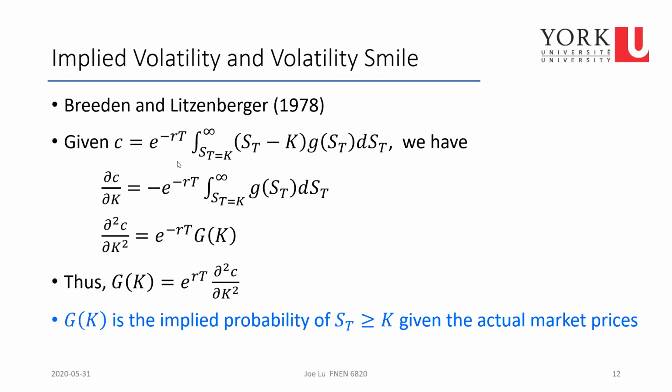Now, this is a paper published in 1978. So essentially, the idea is that, let's say you have a call. What is a call? A call basically is the expected value of this payoff at maturity time T, based on a particular probability density distribution. If we integrate that from the strike and up, then this will give us the call price.